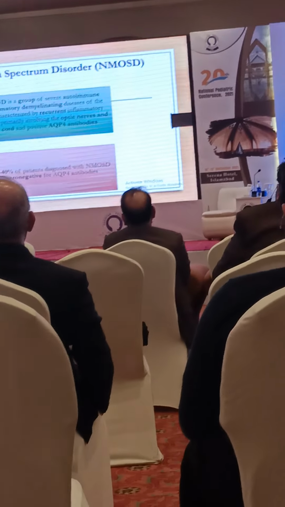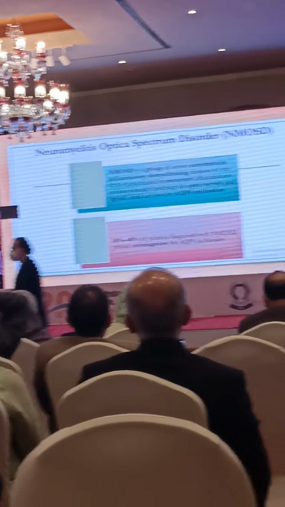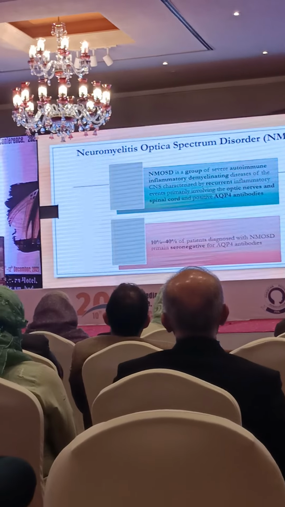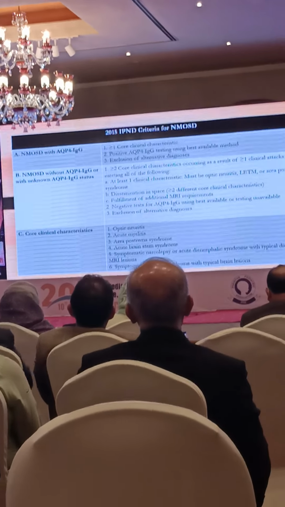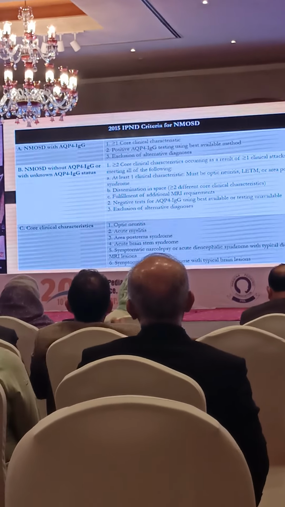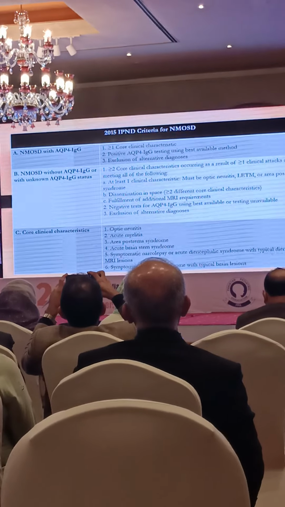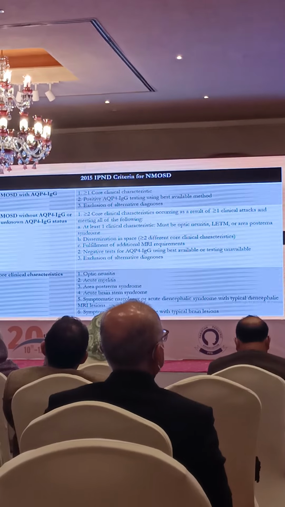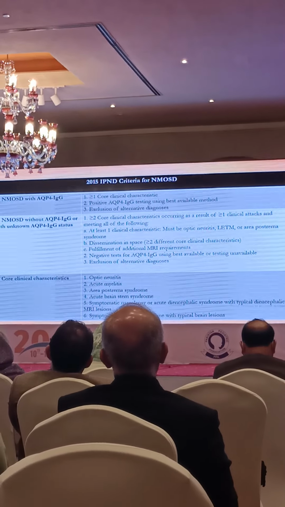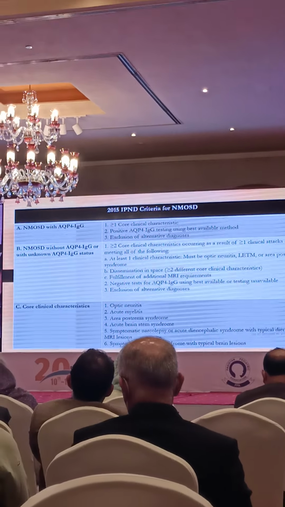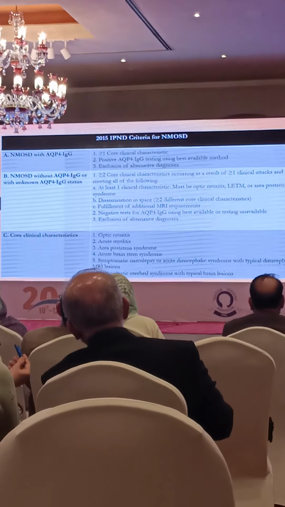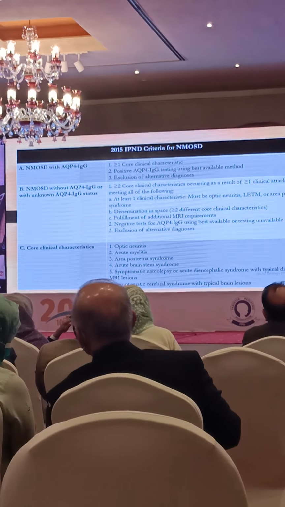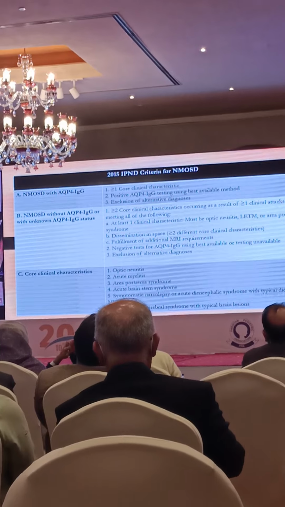NMO spectrum disorder is a chronic autoimmune disorder, and it is characterized by recurrent episodes of optic neuritis and transverse myelitis associated with positive aquaporin 4 antibodies. This is the diagnostic criteria for NMO spectrum disorder: there should be one or more core clinical events along with positive aquaporin 4 antibodies. And the core clinical characteristics are optic neuritis, transverse myelitis, and area postrema involvement.